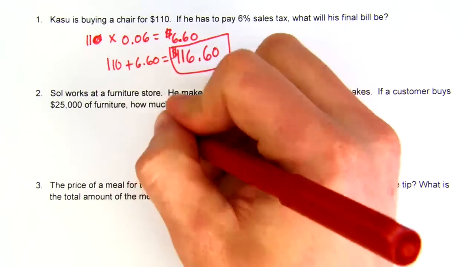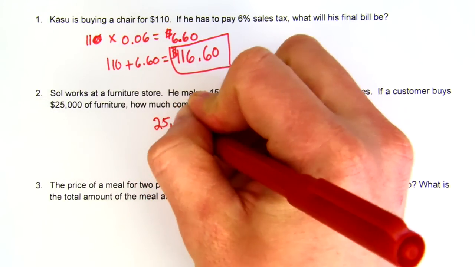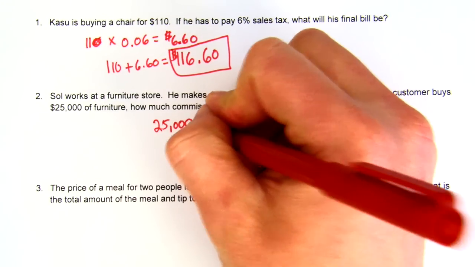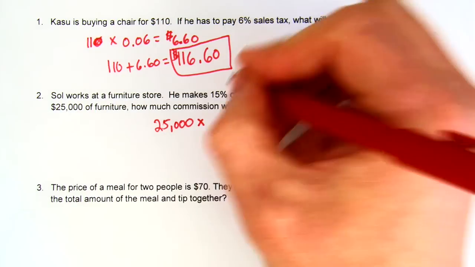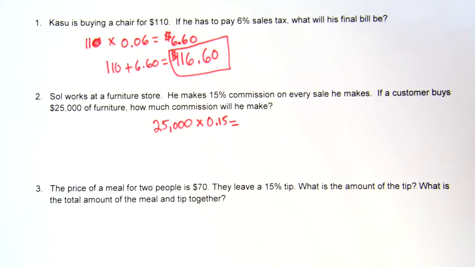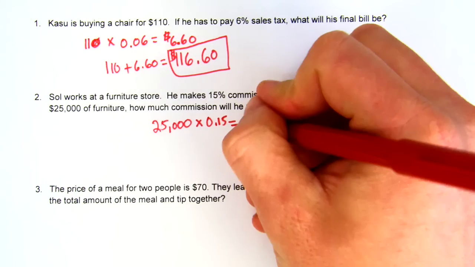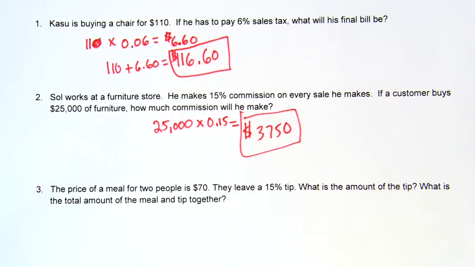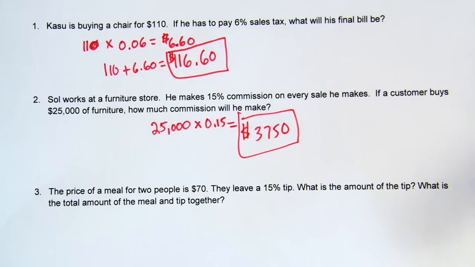So we're just going to take the original amount of how much he sold, which is $25,000 worth, and then we're going to multiply it by 15%. We're going to change that into a decimal first, so 0.15, and when I multiply that out, I get an answer of 3,750. So that is how much he would make off of selling that much furniture.